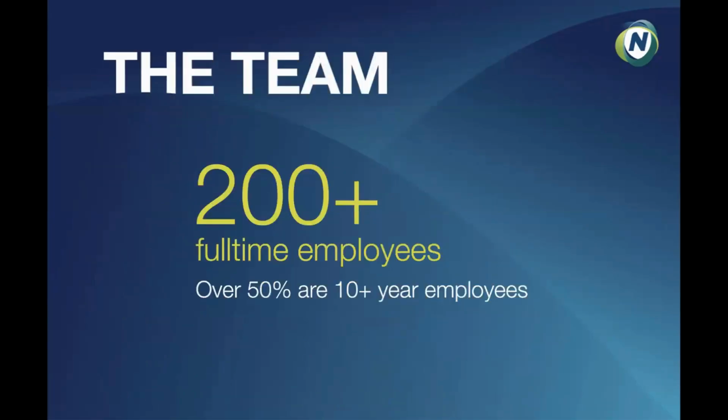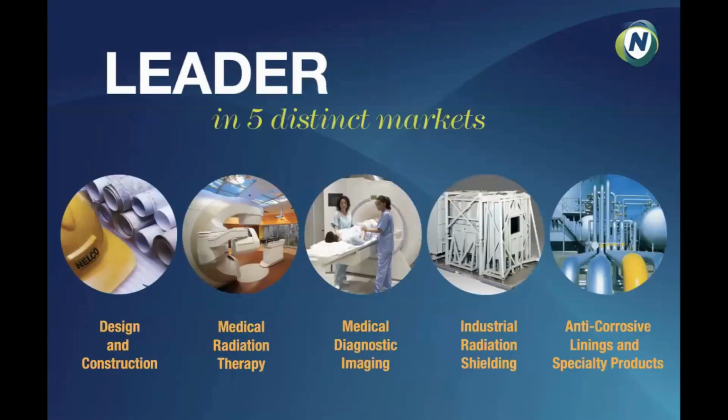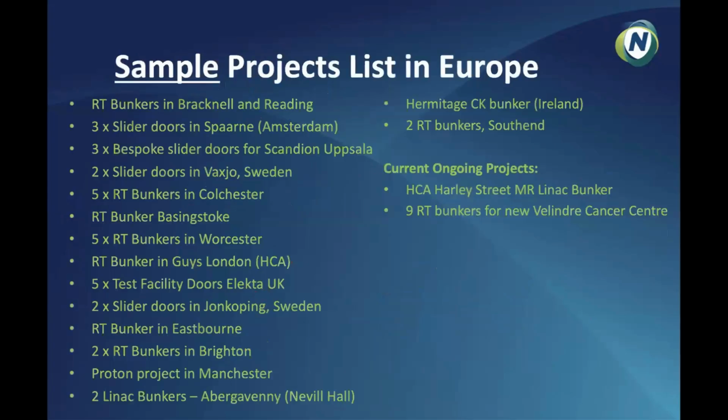They have over 200 employees, and over 50 of those have been working there for over 10 years. They work in 5 distinct markets: Nelco design and construction, medical, diagnostic imaging, industrial, and radiation shielding. But the one that we're going to focus on today is, of course, medical radiation therapy. Here is just a small list outside of the US, so you can see exactly how many projects they're undergoing. I've been involved in some of these specifically.